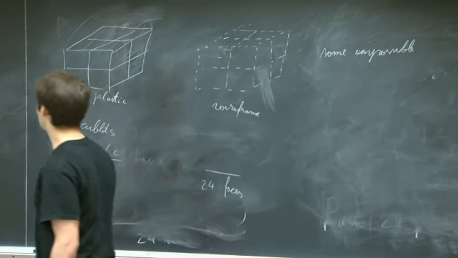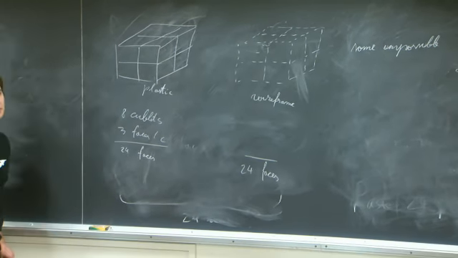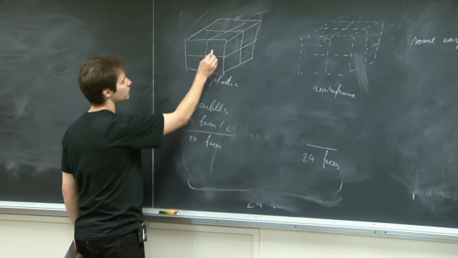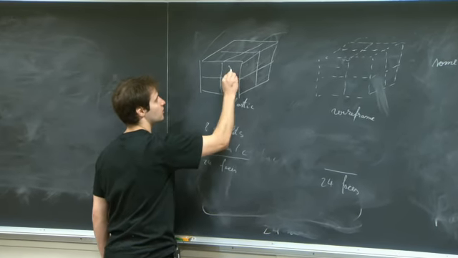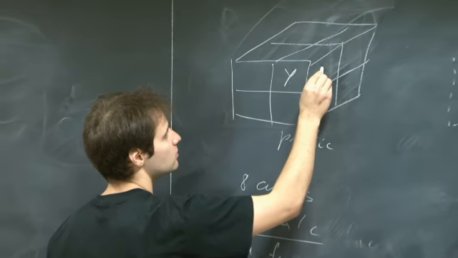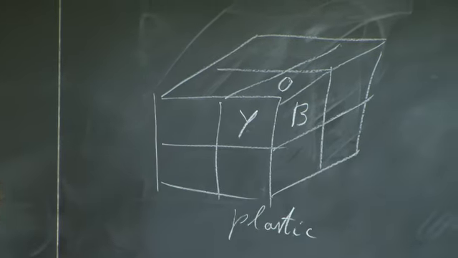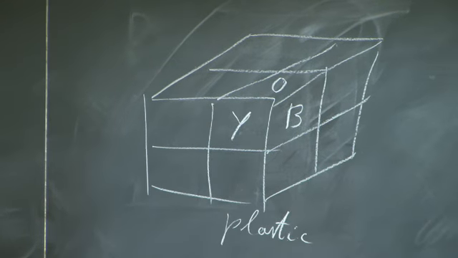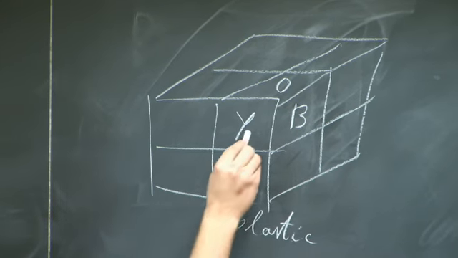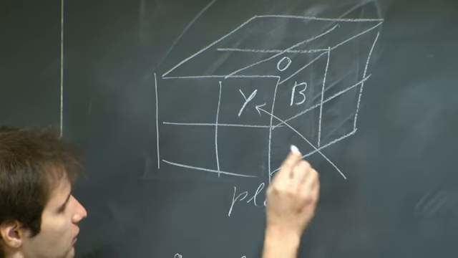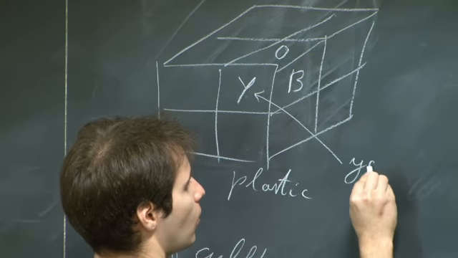Let's see how the code talks about these faces. So suppose we have a cubelet that has these faces. Front face is yellow, this face is blue, and this face is orange. So this yellow face here is called YOB.